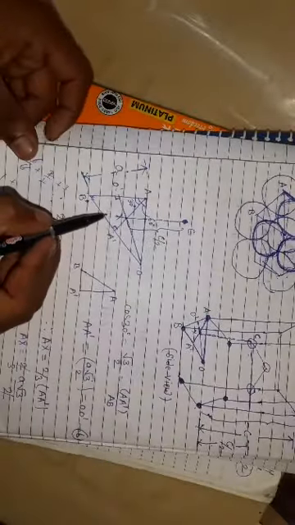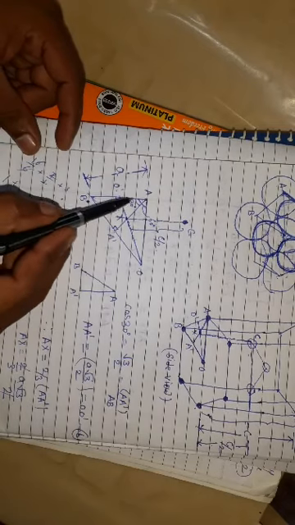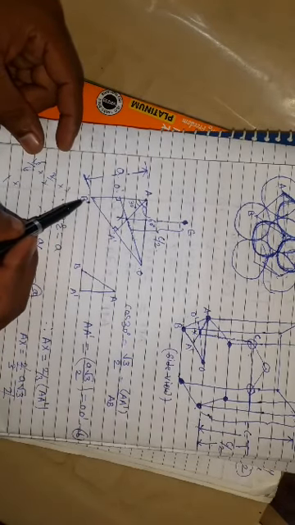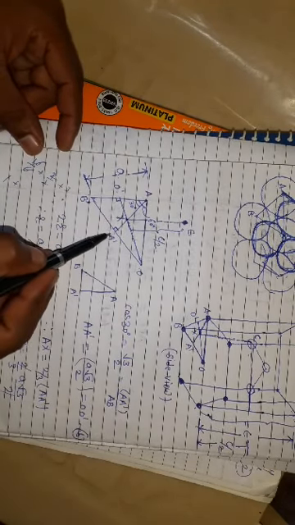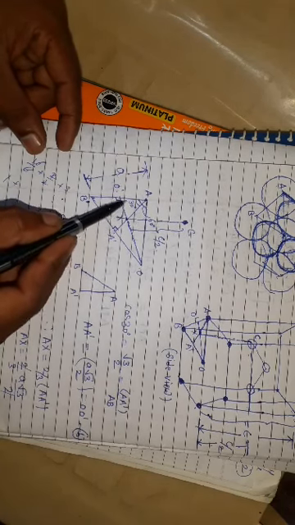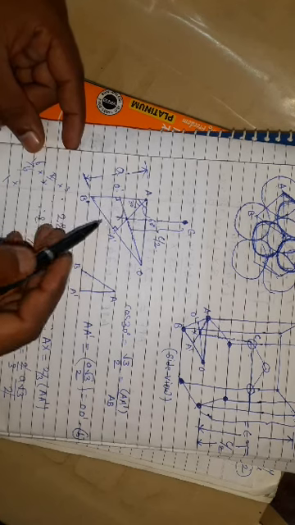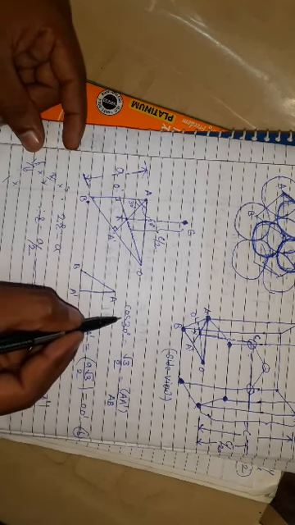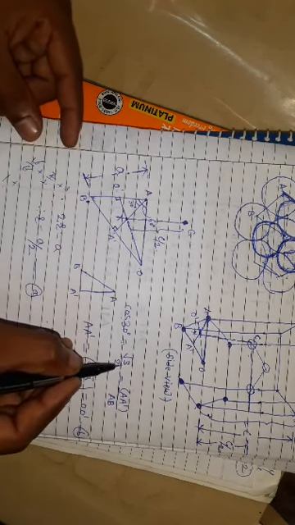See, in this diagram, where is your A dash? A dash. This is the right angle triangle. What is the value of cos 30? That is right. I am writing here. Cos 30 is equal to root 3 by 2.